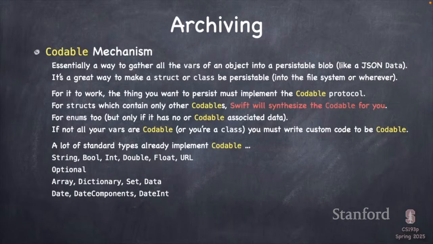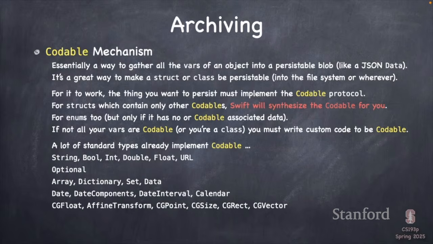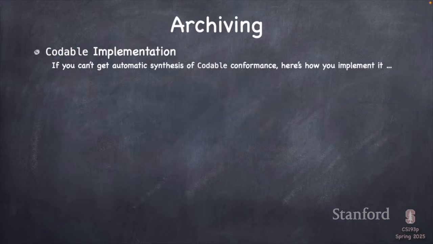Now, a lot of built-in standard types, like strings and dictionaries and arrays and all those things, they're Codable, of course. So if you have vars inside of your struct that are these things, it's likely that you'll get some free synthesis there. Even things like CGPoint and CGSize, those kinds of things, they're all Codable. What if it's not Codable? What if you can't get this free synthesis? It's not one of these basic types, etc.